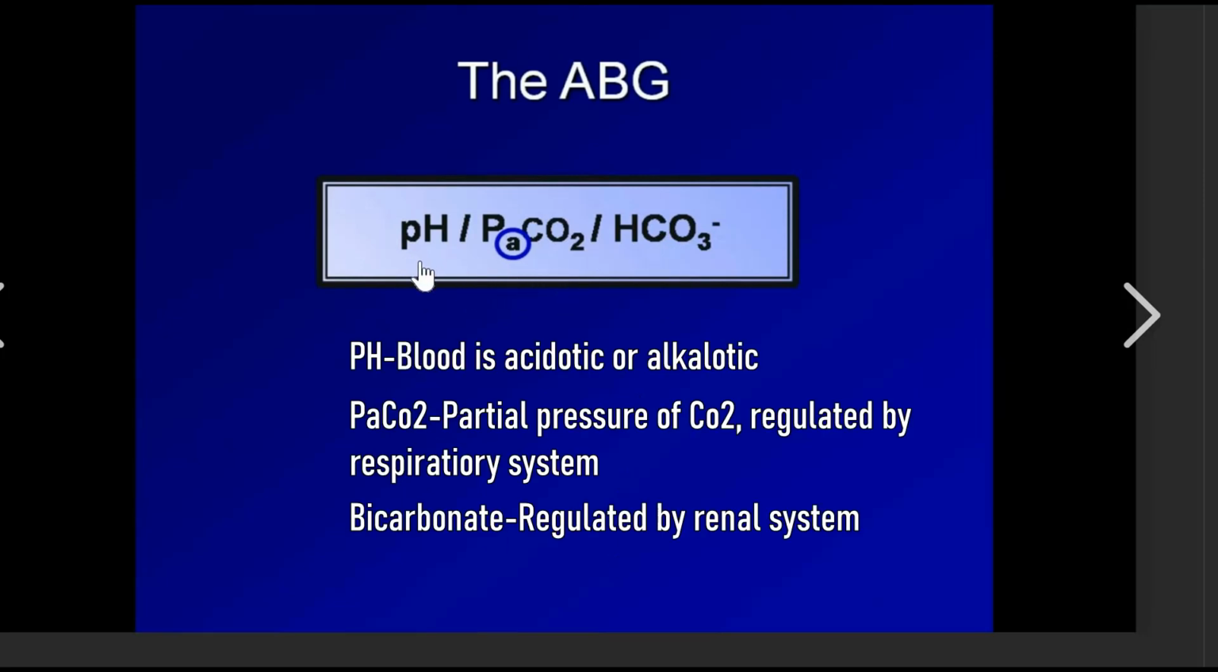What is pH? It is the acid-base balance, or whether the blood is acidotic or alkalotic. PaCO2 is the partial pressure of carbon dioxide and it is regulated by the respiratory system. The bicarb is the bicarb level in the arterial blood and it is regulated by kidneys.